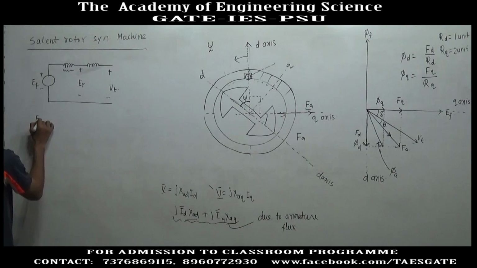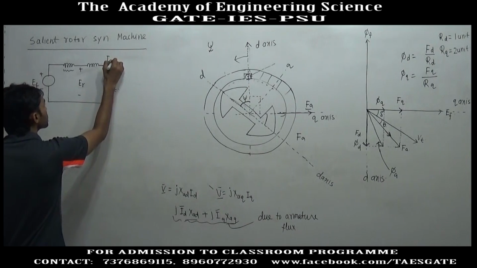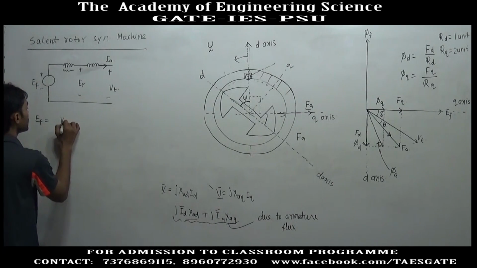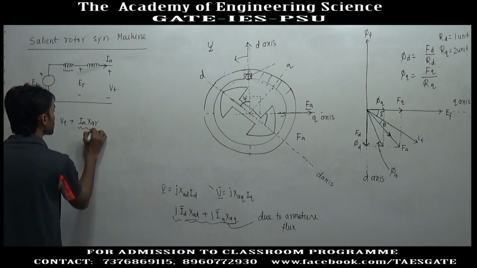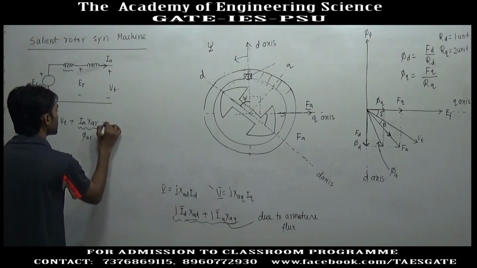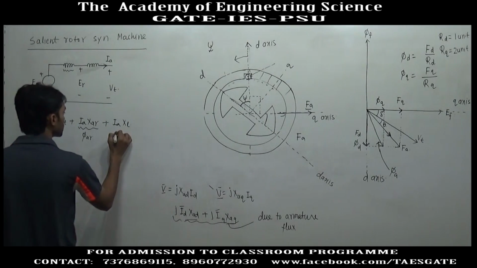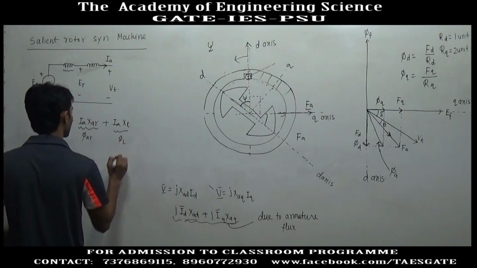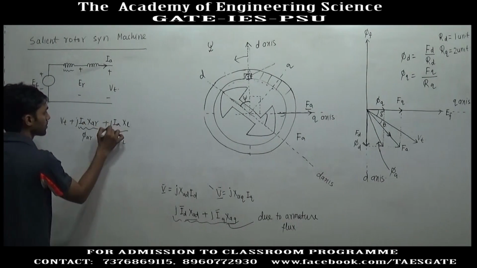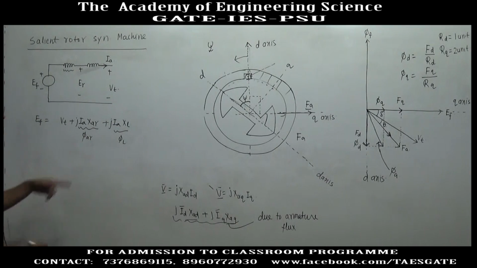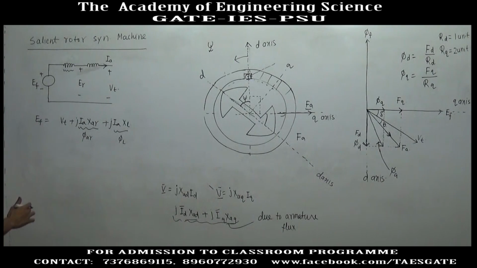So, EF is written as, and this is the direction of IA, EF is equal to Vt plus IA into XAR, the armature reaction reactance, plus IA into XL, the leakage reactance. This is due to leakage flux, and if we take jIA common, we will have XAR plus XL, and that is called the synchronous reactance.